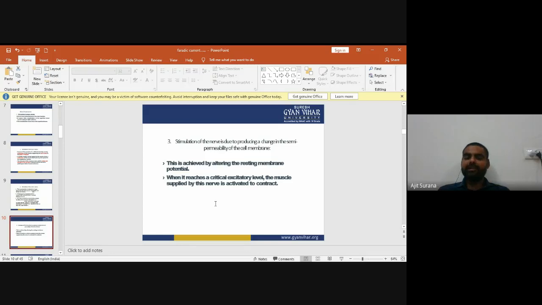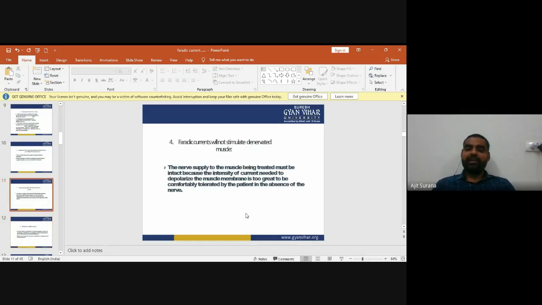This is achieved by altering the resting membrane potential. When it reaches a critical excitatory level, the muscle supplied by this nerve is activated to contract. So, stimulation of nerve is due to producing a change in the semi-permeability of the cell membrane, mainly achieved by altering the resting membrane potential, and when it reaches a critical excitatory level, the muscle supplied by this nerve is activated to contract.